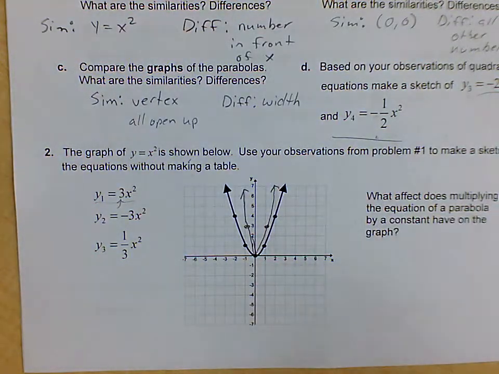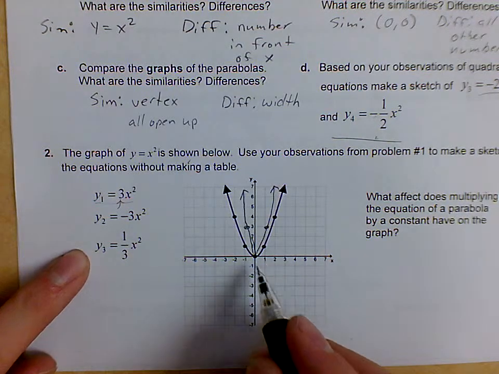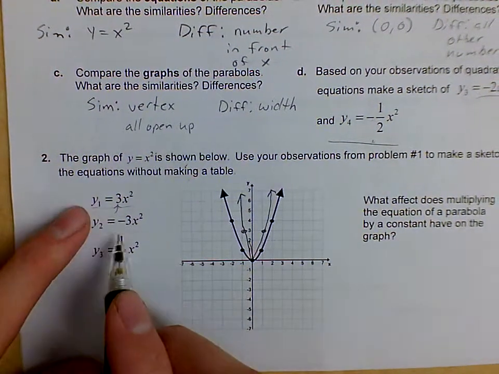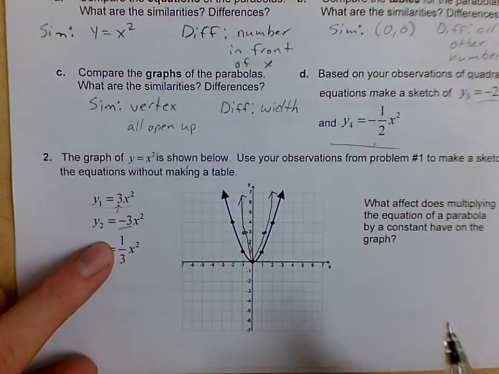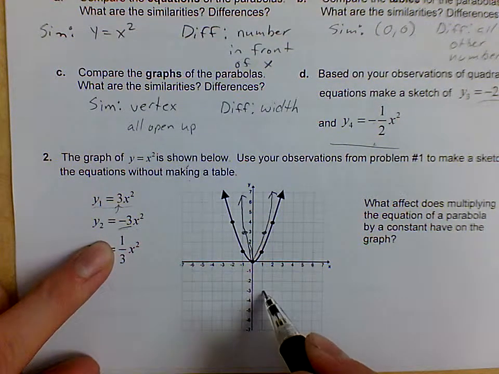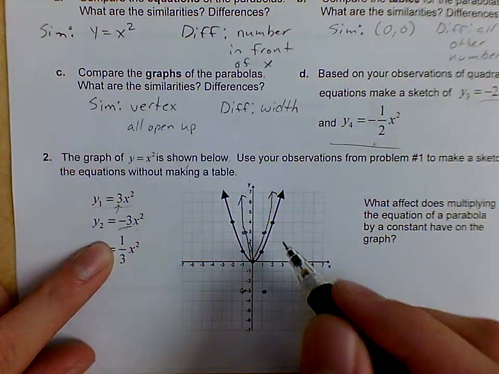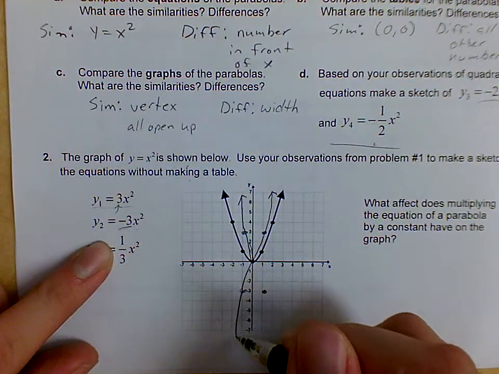Okay, makes it more narrow. And a fraction makes it wider. Okay? So this one's just going to be the negative form. So once again, it's going to be the number in front of that negative 3, or in front of the x squared. So 1, I go down 3. Negative 1, I go down 3. So my sketch is going to look like this.